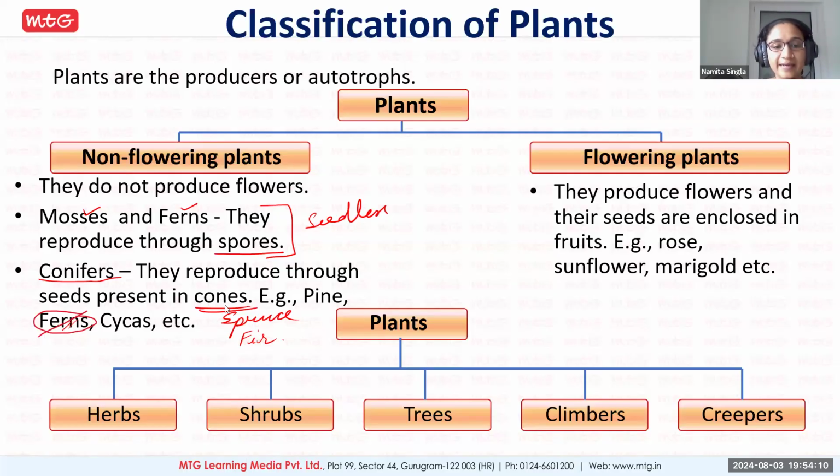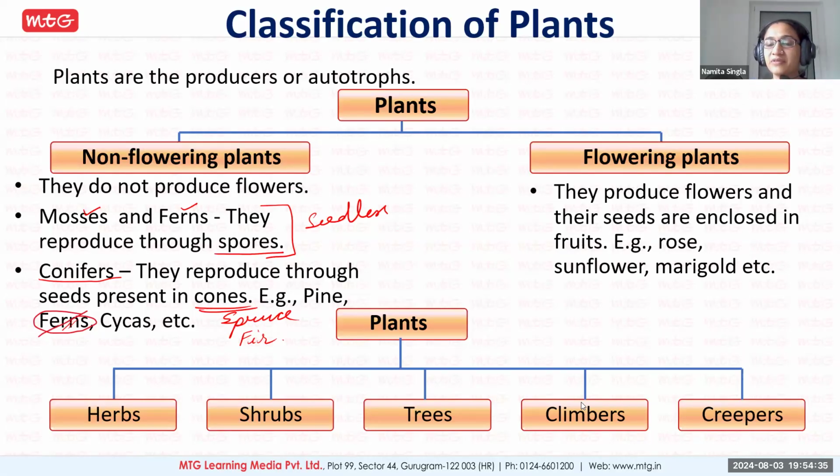So you already identify these cones are the woody structures which are produced by coniferous plants. Then plants are categorized on the basis of type of stem: herbs, shrubs, trees, climbers, and creepers. Okay, let's see. So Sai Krish will tell me what are herbs. Ma'am, the plants which have soft and thin stems, which are less than 2 to 3 meters, are called herbs. Very good. Very nice.